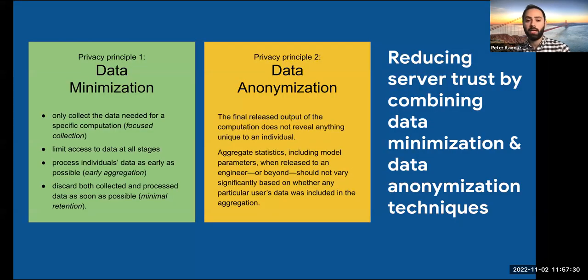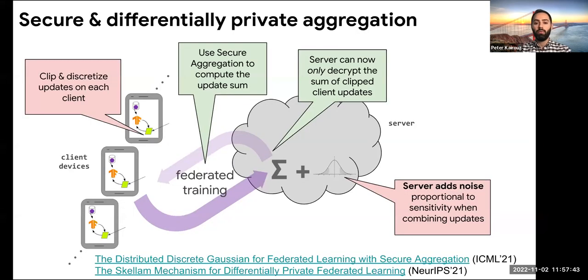All right, in the interest of time, I wanted to cover how we could combine data anonymization and data minimization techniques to reduce the trust in the server. So how can we take DP and MPC and merge them together? There's a lot of beautiful work that we've done that appeared in ICML and NeurIPS recently. So I invite you to check it out.